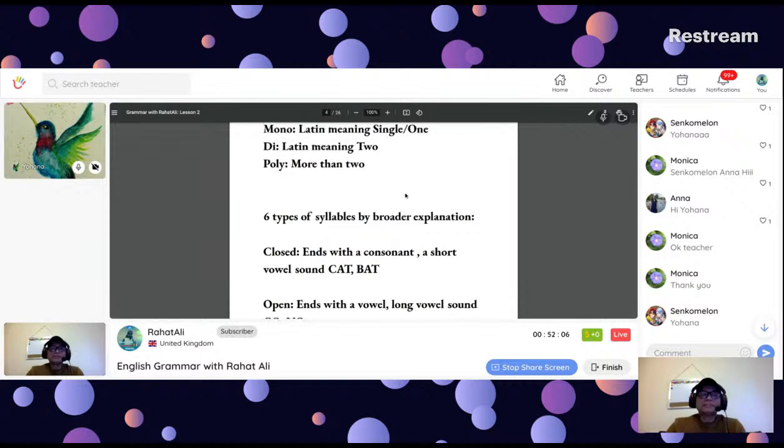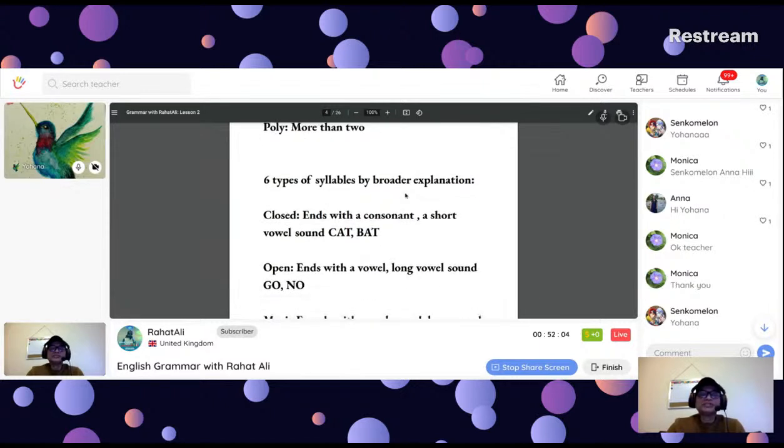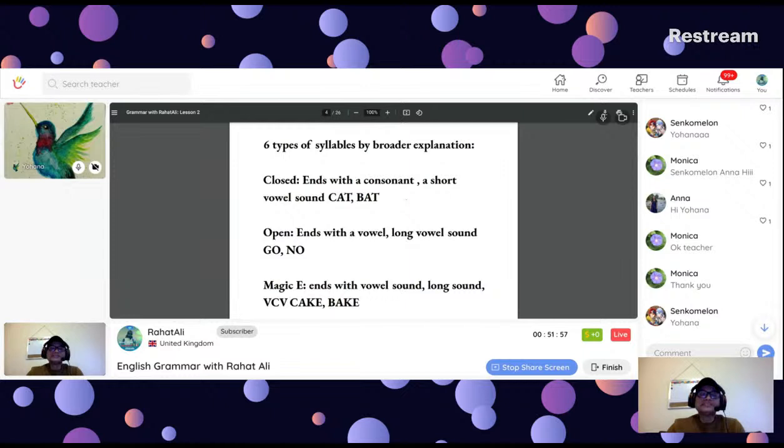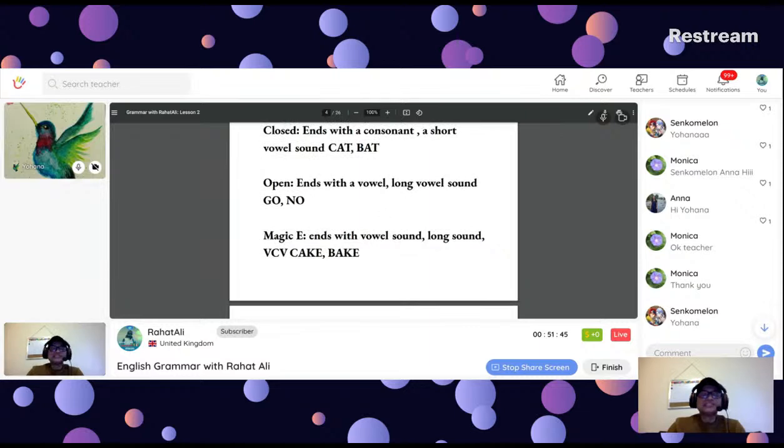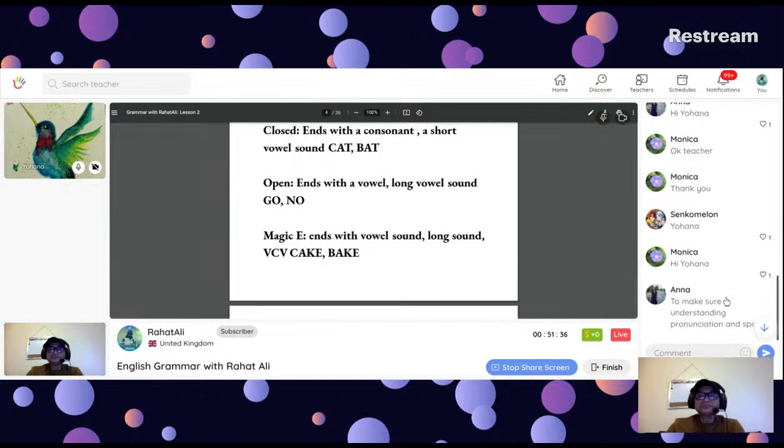Okay, so the six types: closed, which ends with a consonant and a short vowel sound, like cat, bat, for example. And open syllable, which ends with a vowel, long vowel sound, like go, no, etc. And magic e ends with vowel sound, long sound. You do know the meaning of VCV? Does any of you know? Vowel, consonant, vowel. Very good. Bravo.